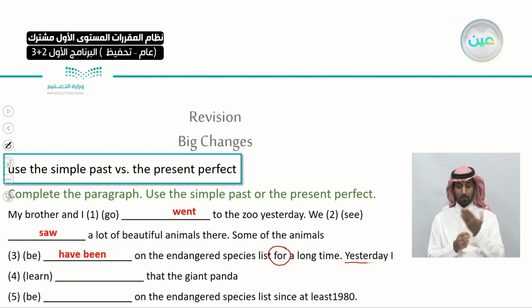Yesterday, a key word. Yesterday, I learned that the giant panda, I just knew yesterday. The giant panda be on the endangered species list since at least 1980, from that day until today. So, for a period of time, has been. It has been on the list for maybe more than 30 years. Okay, so this is the present perfect simple and the simple past.